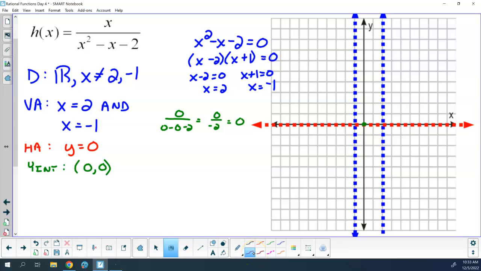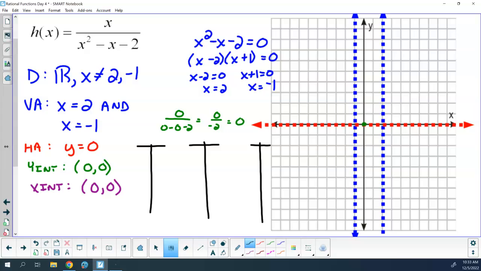Fourth step then is our x-intercept. For our x-intercept, set the numerator equal to 0, so x just equals 0, so that is also 0, 0. Okay? So then we've got 3 zones that we've got to come up with points in. So we'll work left to right.